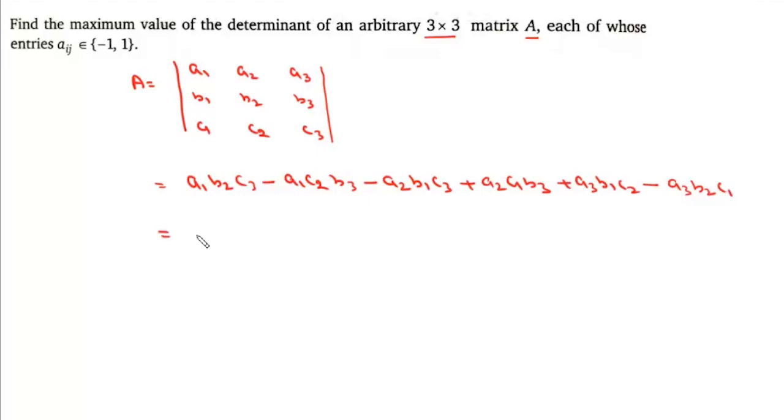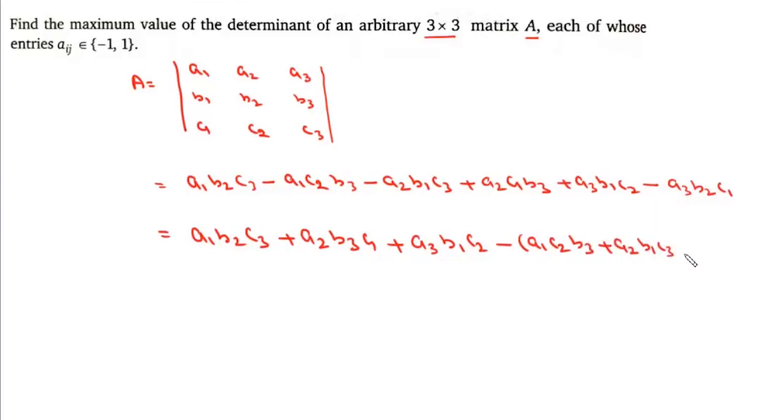Now we can also write this as A1 B2 C3 plus A2 B3 C1 plus A3 B1 C2 minus A1 C2 B3 minus A2 B1 C3 minus A3 B2 C1. So this is your determinant of A. Now each of A, B, C can take the value only plus 1 and minus 1. So each of Ai, Bj and Ck can be either plus 1 or minus 1.